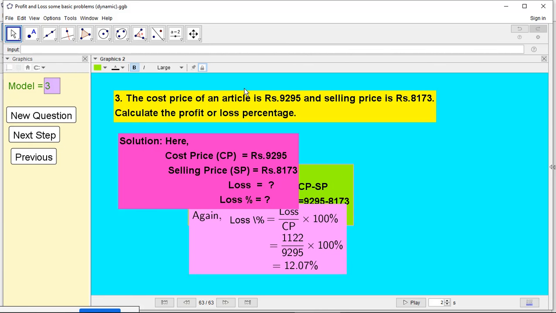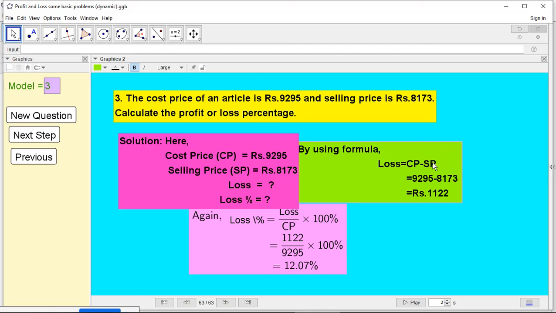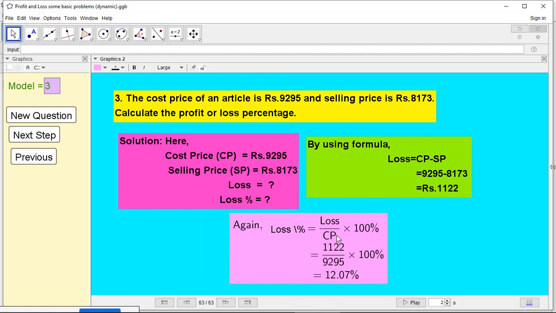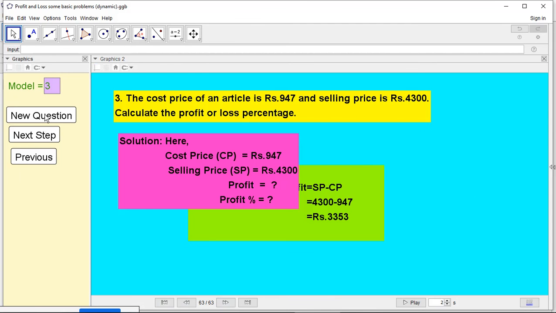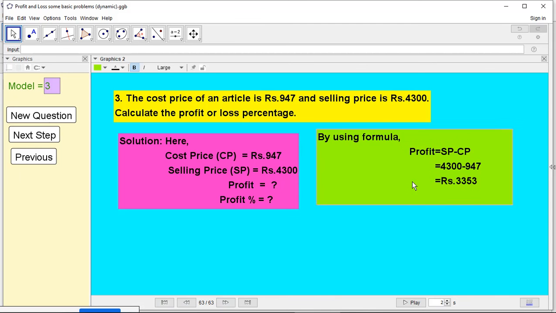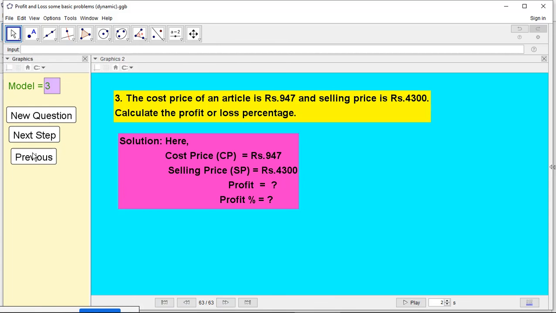And the last, yes, the solution is a loss percent of 12.07. Now more next questions, dear students. Can you find whether there is a profit or loss? Quick response I need, dear students.